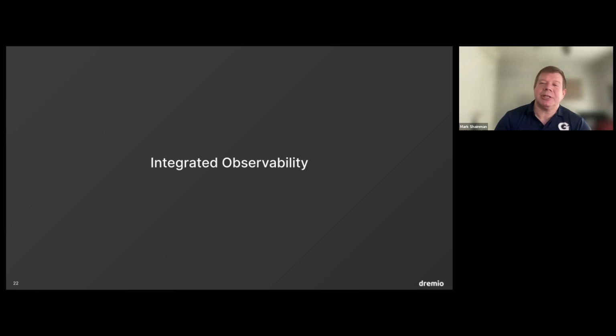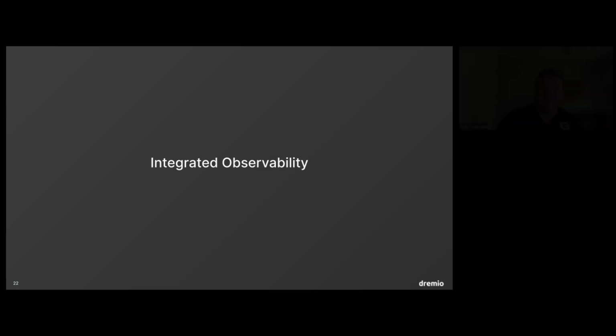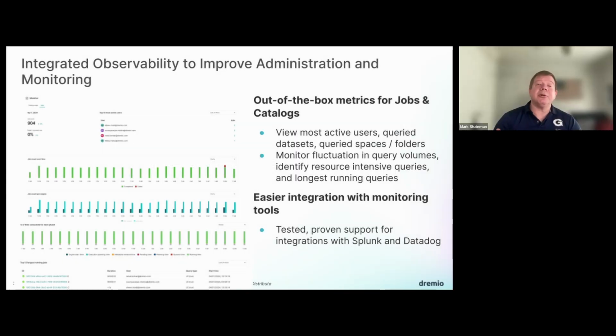So now touching base on integrated observability. One of the other new capabilities that we brought to the table is integrated observability, and this is to improve the overall administration and monitoring of the Dremio environment. Some of the key things that we now bring to the table with this integrated observability are out-of-the-box metrics for jobs and catalogs that exist within the Dremio environment.